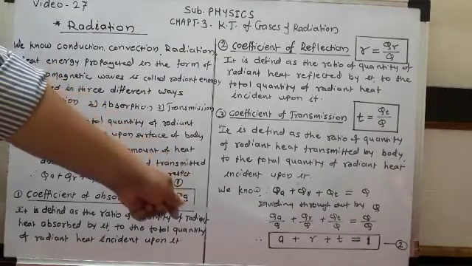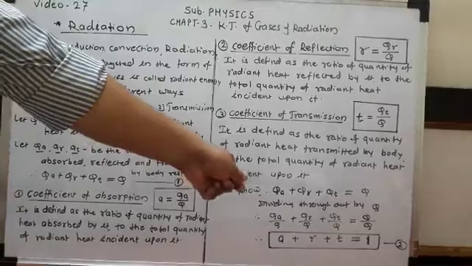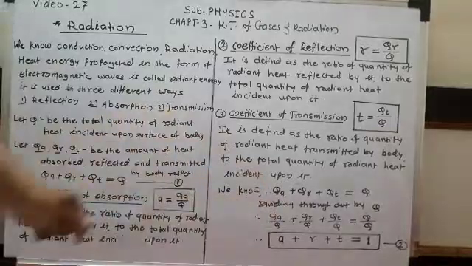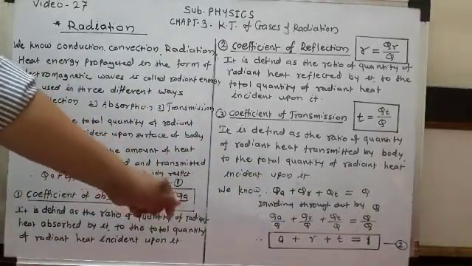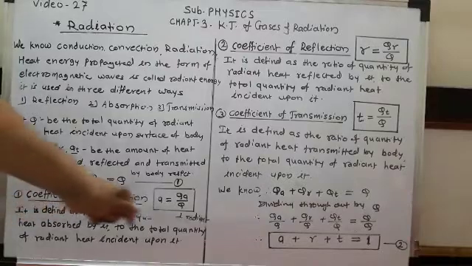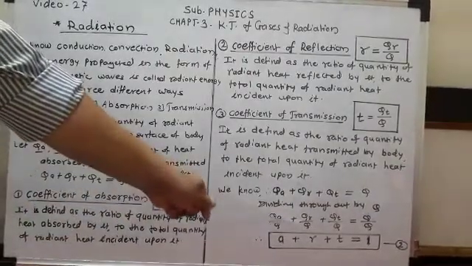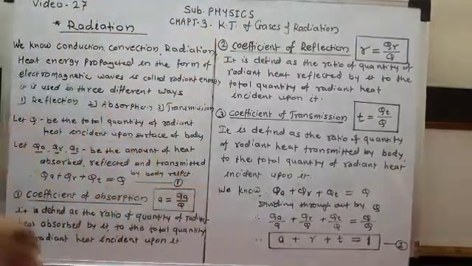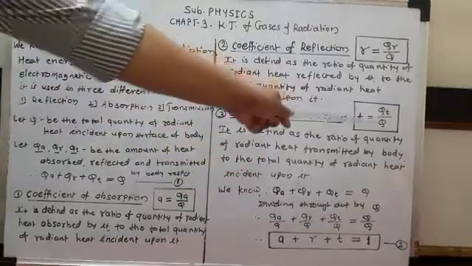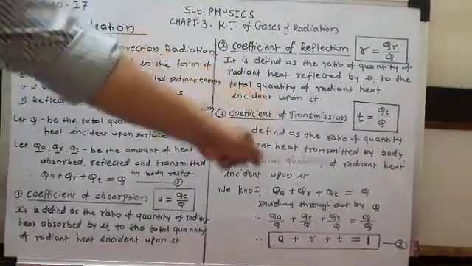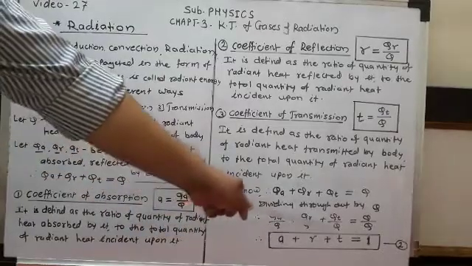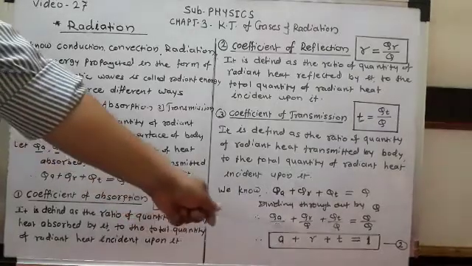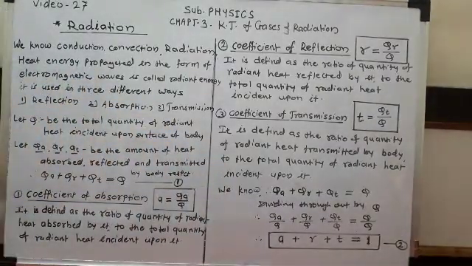Then we see QA upon Q plus QR upon Q plus QT upon Q is equal to Q upon Q, which is nothing but 1. We know that by definition QA upon Q is the small a, the coefficient of absorption. QR upon Q is the small r, the coefficient of reflection. QT upon Q is the coefficient of transmission, the small t. Therefore, a plus r plus t is equal to 1. That is, the sum of the coefficients of absorption, reflection, and transmission is equal to unity.